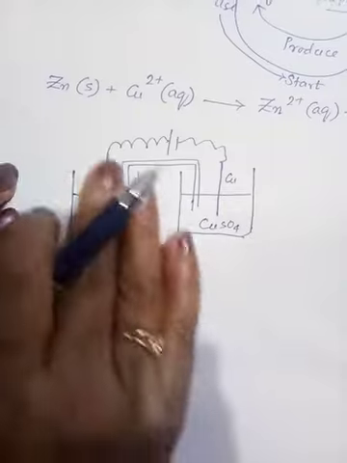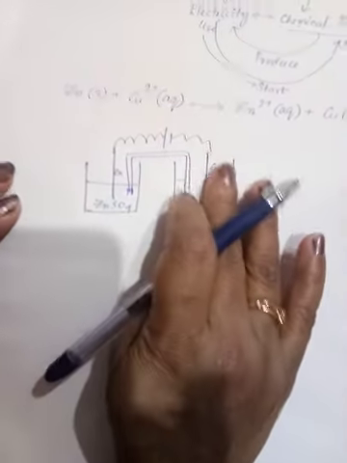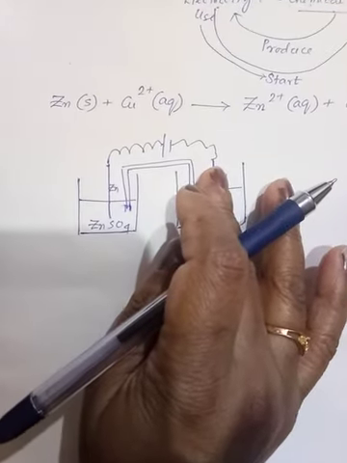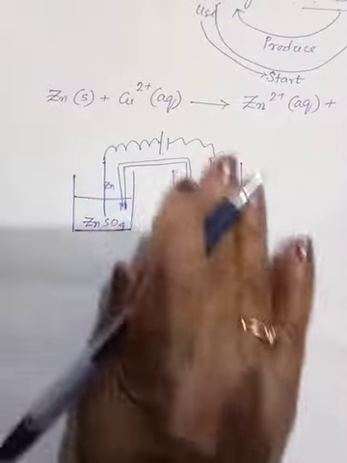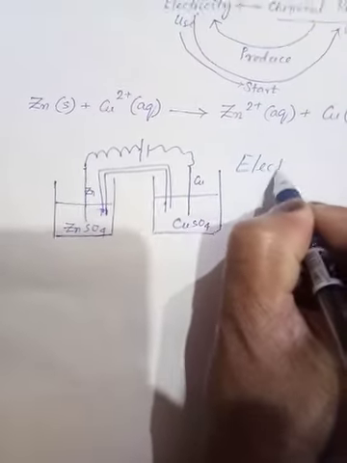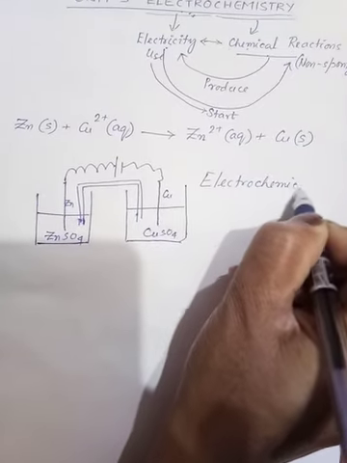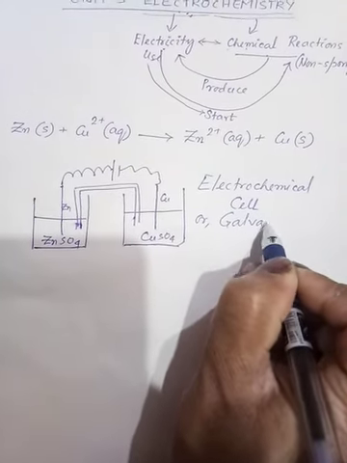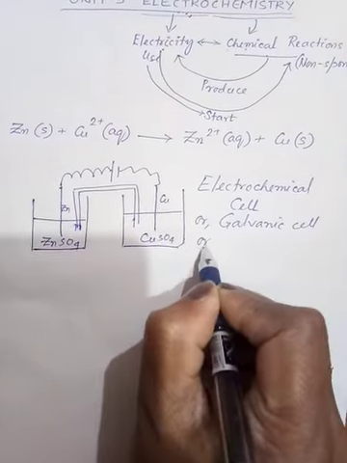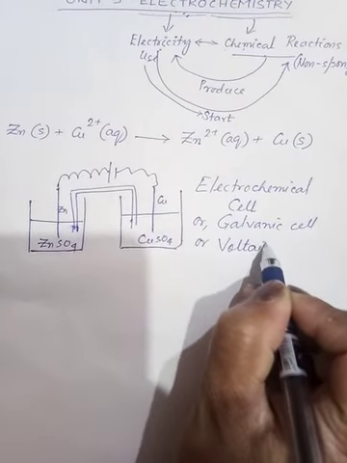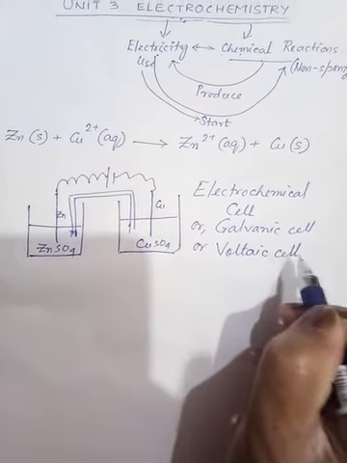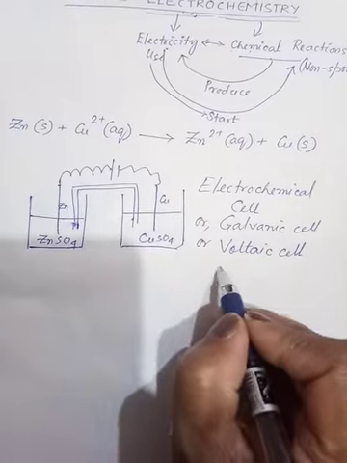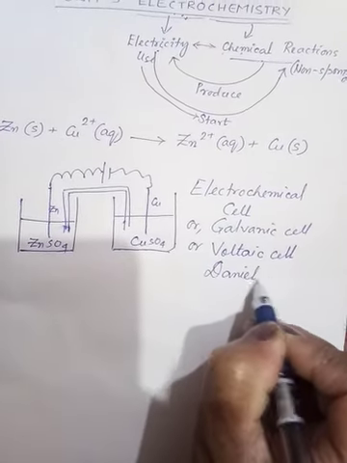Now something is happening in this part, and separately something is happening in this part, because of which electricity is being produced. So let us see what exactly is happening. This type of setup is called an electrochemical cell, or galvanic cell, or voltaic cell, named after a person. These are the different names. Or in this specific example which we are taking, this is called a Daniell cell.